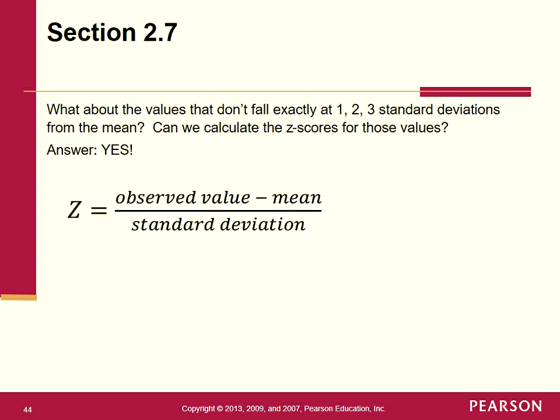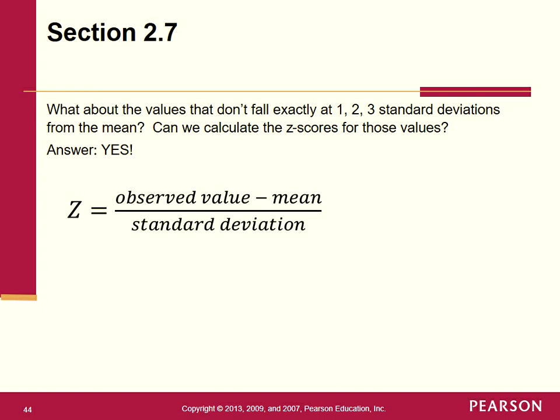No matter how complicated the problem is, if you are standardizing something, it will follow this basic idea. A z-score is equal to the observed value, the observation, minus the mean of the data set that it's coming from, and then divide by the standard deviation. Since we have the line going straight across there, that means we have parentheses in the numerator.